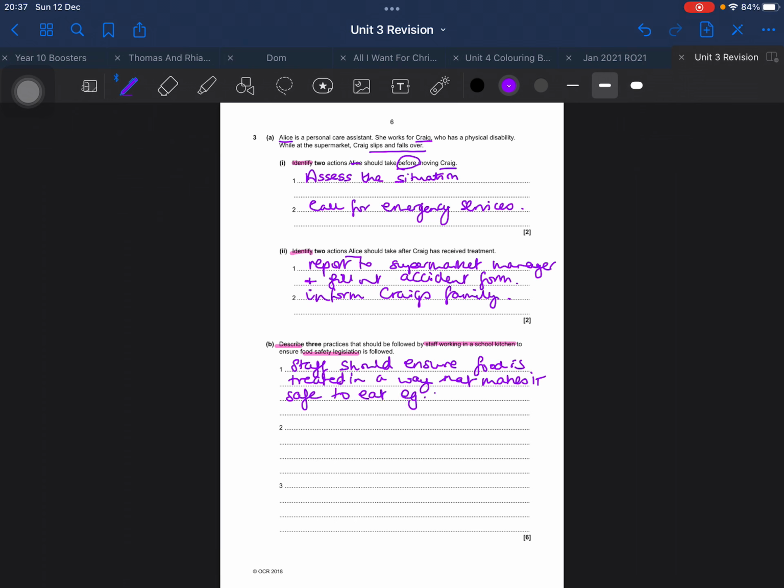E.g., that could be the use by dates are followed as well. Making sure food is not contaminated. That may be that we don't have raw meat and cooked meats together. Issues with having different fridges for meat and vegetables, things like that. All staff should have appropriate food safety training. So staff should be trained in food safety procedures.